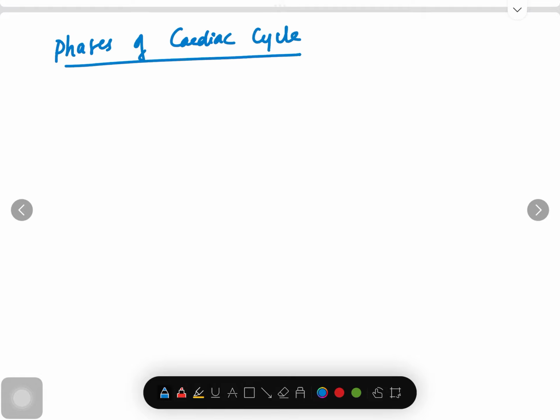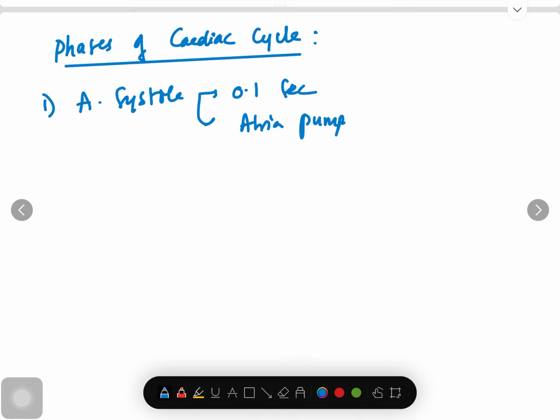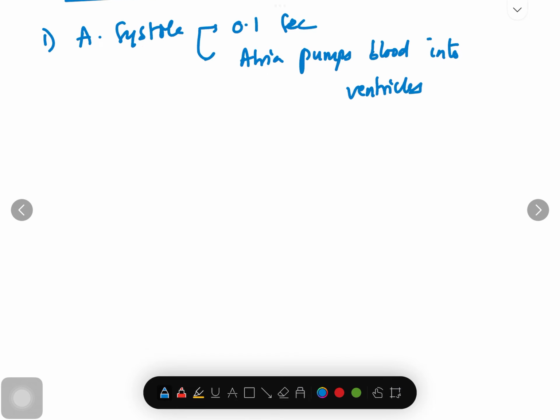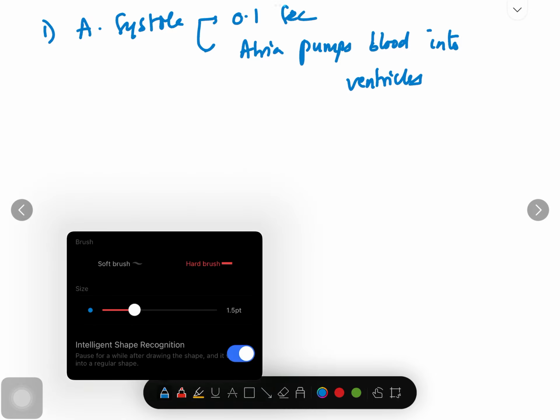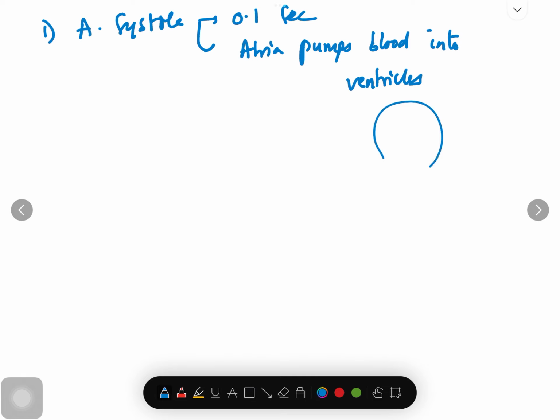Now let us see the phases of cardiac cycle. So what are the phases of cardiac cycle? The first one is atrial systole, which is of 0.1 seconds. What happens here? Atria pumps blood into ventricles. So atria will pump blood into ventricles.